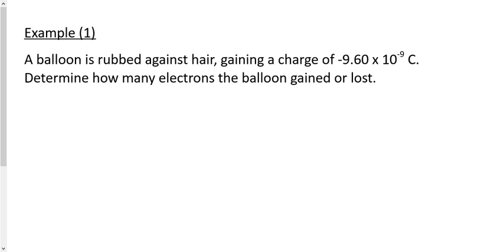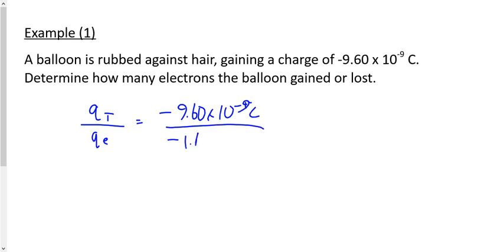Whenever we're asked to find a number of anything, it's always going to be the total amount divided by the amount for 1. Always going to divide. A number of anything, always divide the total by the amount for 1. So in this case, instead of dividing mass, we're going to divide charge. We have a total charge of negative 9.6 and a charge of 1 electron of negative 1.6. So we're going to say negative 9.6 times 10 to the negative 9 coulombs divided by negative 1.6 times 10 to the minus 19 coulombs.